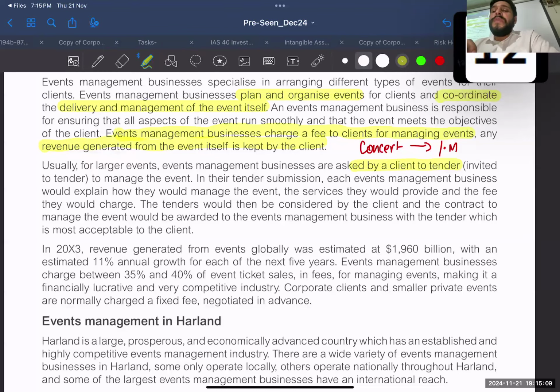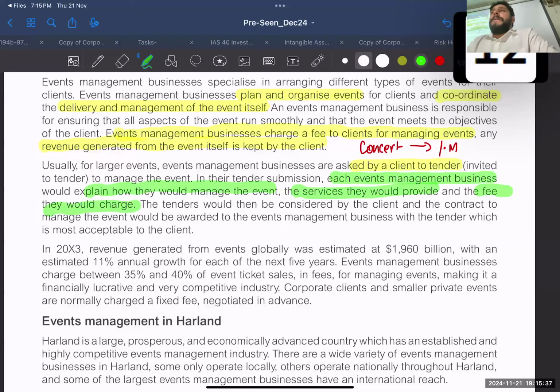Invited to tender to manage the event. In their tender submission, each event management business would explain how they would manage the event. Very important. So I got an idea. Okay, sir. It says that in the tender submission, each event management business is going to explain how they would manage the event, the services that they would provide, and the fee that they are going to charge.